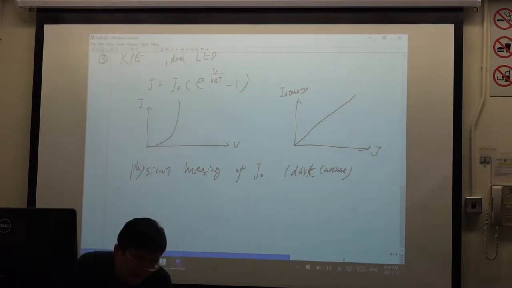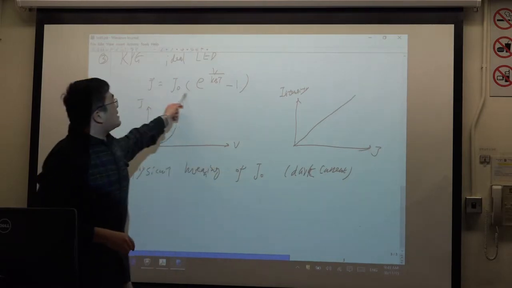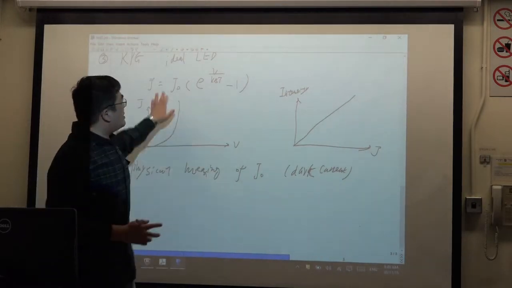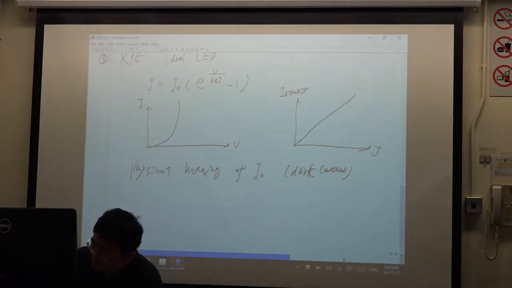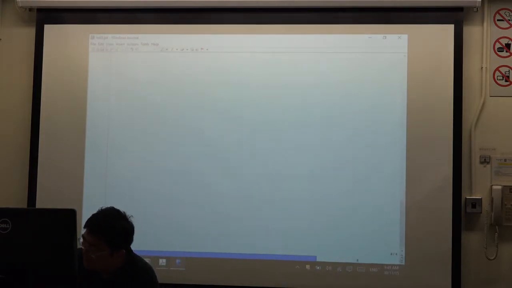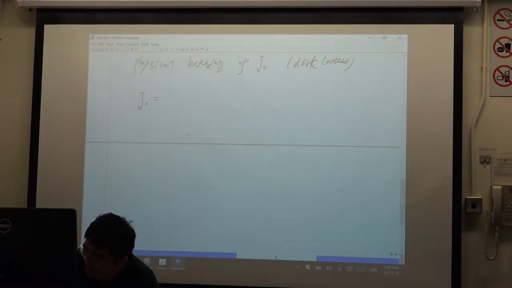There may be another dark current from some circuit, but that's not the key point, because only this dark current can increase exponentially. So this is called dark current. How to express this dark current? The dark current J0. Everyone knows J is the current density. So let's see what happened. We call this current density.